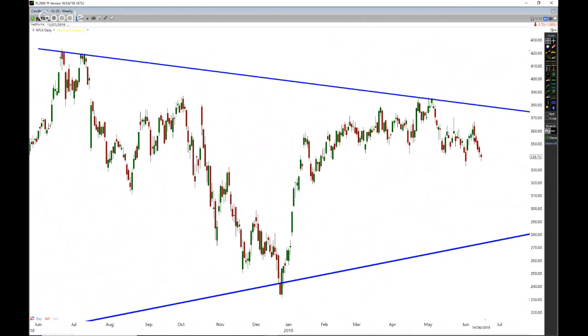It doesn't look like it's going to break down. It doesn't look like it's going to break out either, and the reason why is because we're just going sideways, right? The market's not really giving any clear signal here, or any clear sign of which side is more dominant in the markets there.